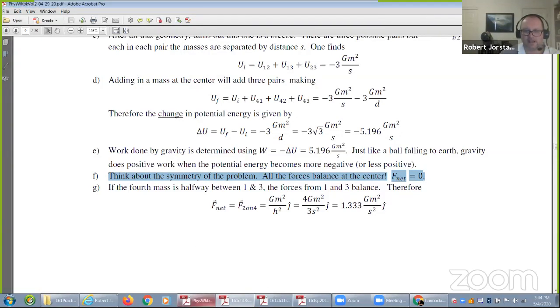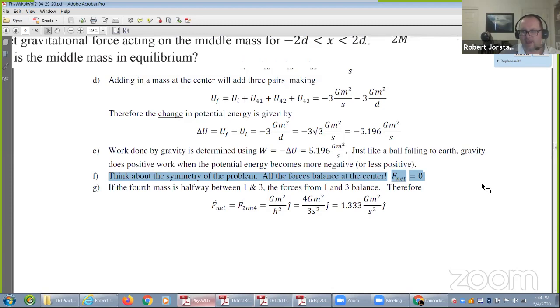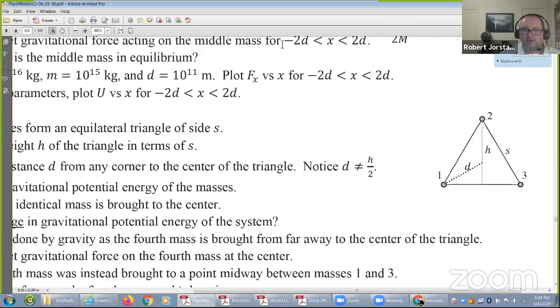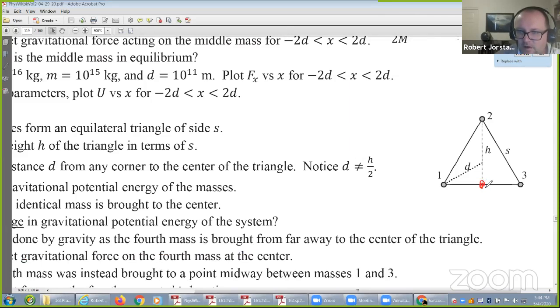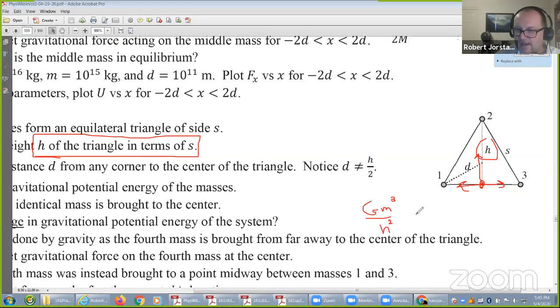Now I want to get to this last part. What if it's halfway between? If it's halfway between right here, hopefully you see that the 1 and the 3 will cancel out. So all I have to do is figure out this. And I know what H is from this part. From part A, I know what H is. So it's going to be G m squared, because there's both mass m, over H squared. That's the magnitude. And then the direction from the picture is plus j hat.